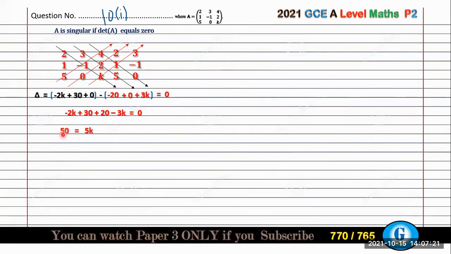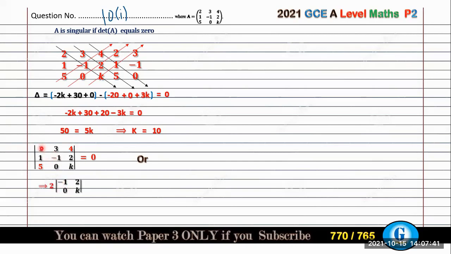From there, 50 will be equal to 5k, and we will have our k equal to 10. Another method is this second one. We can use the minus and cofactors. So we have a 2, then minus 1, 2, 0, k.